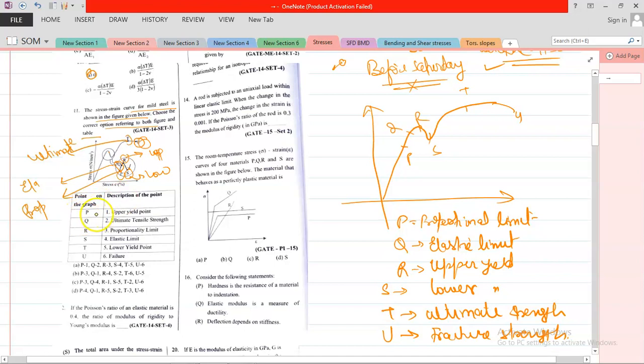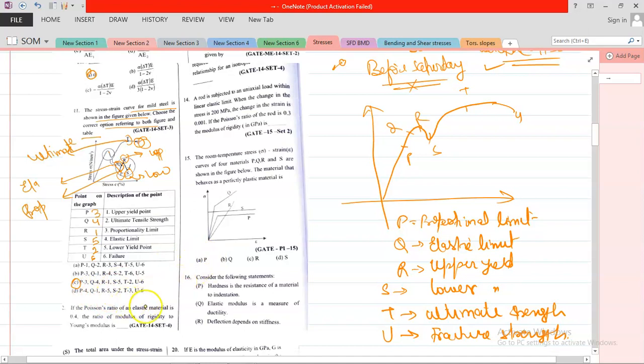So I hope now you can get the answer. Your P is your proportional limit, so P is 3. Your Q is elastic limit, so elastic limit is 4. Your R is upper yield point, so upper yield point is 1. S is your lower yield point, so it is 5. Your T is ultimate strength, so it is 2. And here U that you can see is the fracture strength, and that is given as 6. So this option is correct: 3, 4, 1, 5, 2, 6. So your option C is correct.